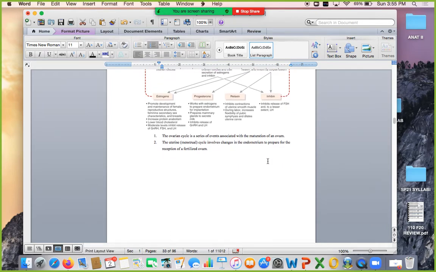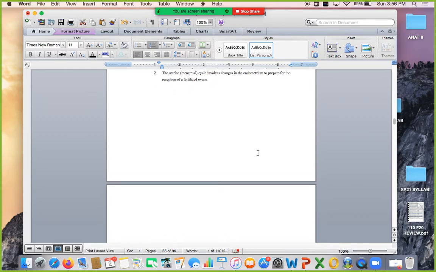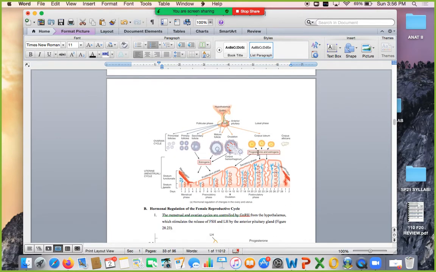So again, we have two different cycles. The ovarian cycle is everything that's associated with the maturation of the ovum and rupture of that Graafian follicle, and the uterine cycle is known as the menstrual cycle, and this is going to occur in concert with the ovarian cycle, but it's going to directly relate to the endometrial changes that occur in order to prepare for a fertilized ovum or to shed the endometrium to be able to reset the bed for the next month's fertilized ovum. There's a lot in this image.